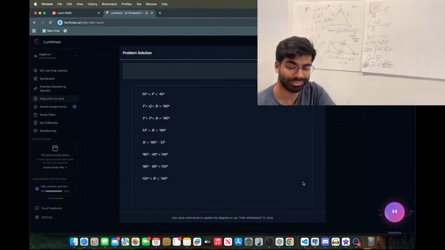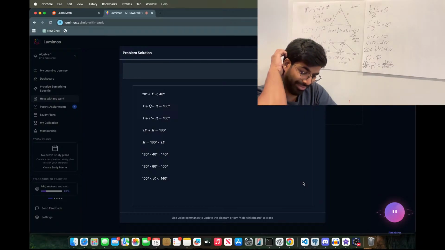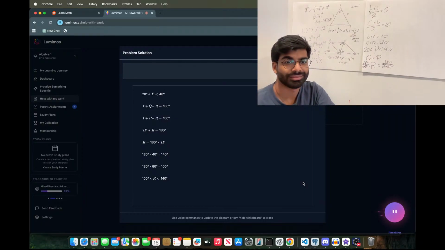Perfect! You nailed the inequality logic. That's exactly right. Since P can't actually equal 20 degrees or 40 degrees, R can't equal 140 degrees or 100 degrees either. So you'd pick everything strictly between those values. 101 degrees, 110 degrees, 125 degrees, 139 degrees, etc. But not the endpoints. You totally figured this one out. Does this all make sense?